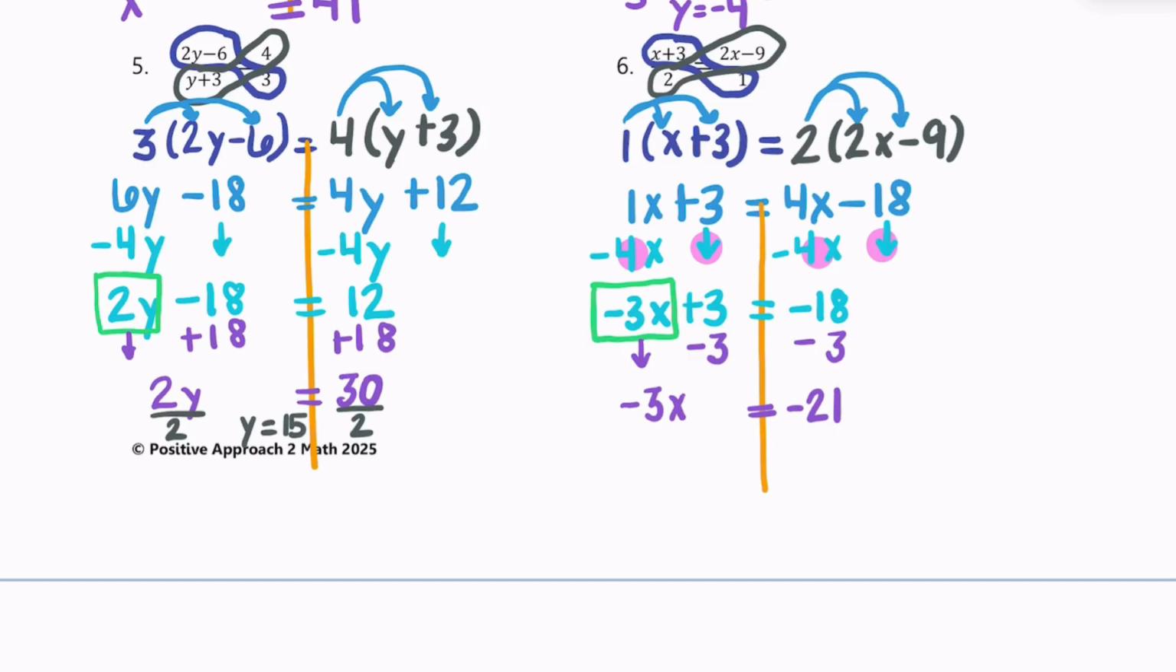And then last but not least, that is negative 3 times x. There's no operation between those two things, so they're glued together with multiplication. The opposite of multiplying by a negative is to divide by a negative. And so we divide both sides by negative 3, and we get x equals, this is going to be positive 7, because it's negative divided by a negative.